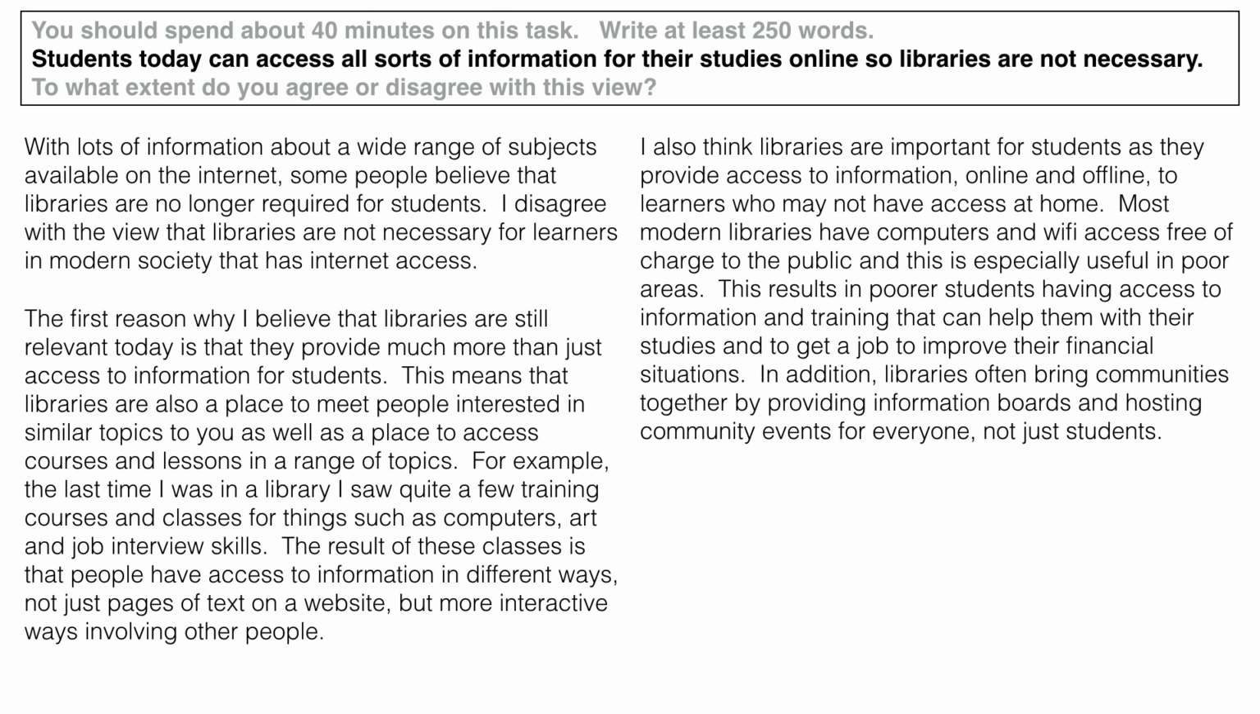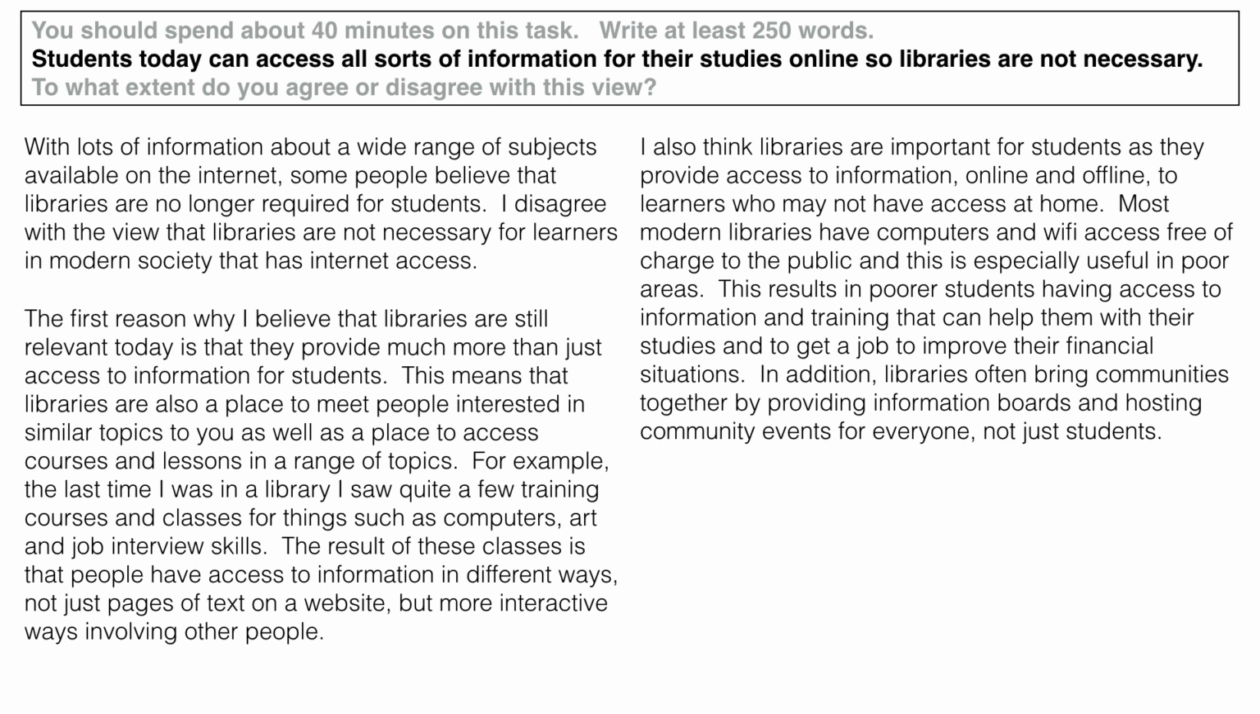And I give the reason why, as they provide access to information online and offline to students who may not have access. Okay, so not just giving information, but giving it to people who might really need it. And then most modern libraries have computers with Wi-Fi access free of charge. This is especially useful in poor areas. So it's not just about the information, it's about who can access information in a library. Again, the result, so this results in poorer students having access to information that can help with their studies and to get a job. So still referring to students, but the benefit they get from libraries. And in this case, the benefit poor students get from libraries.